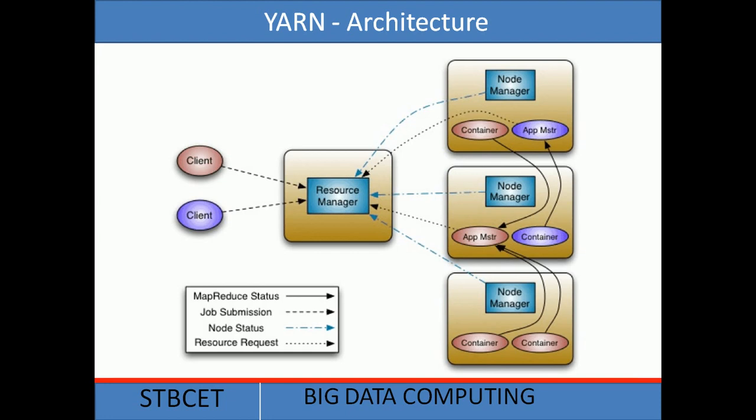So every node communicates to another node through the container and through the application master, because the application master, you can say, will communicate with all these nodes or will pass all the operations to the container.